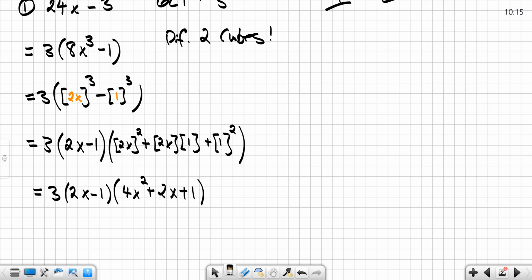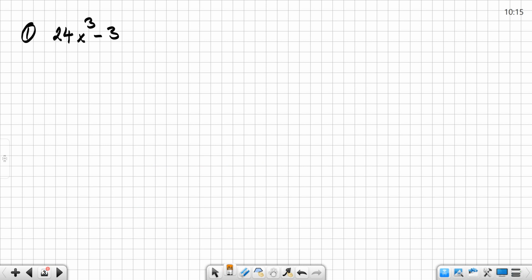A lot of times we try to skip this step right here and immediately write down this. But then a lot of times what happens is that we make silly, simple mistakes. So writing down this step right here might help you to focus and to get the problem right. Let's do another one. We are supposed to completely factor 4x squared minus 16x minus 48.